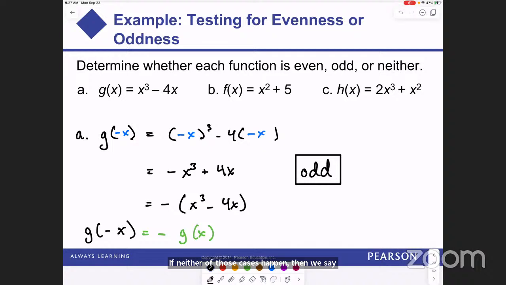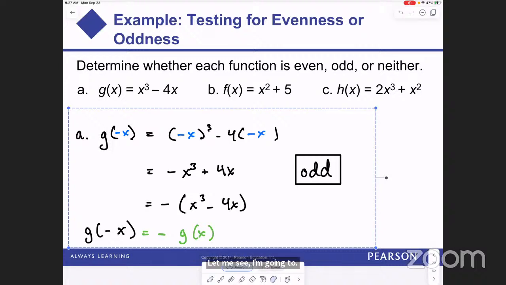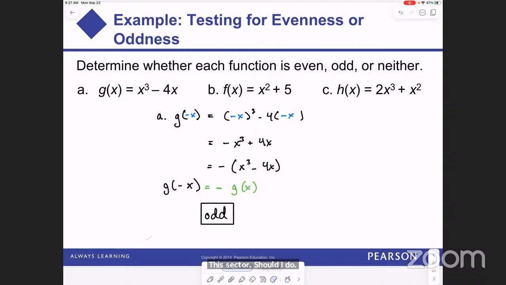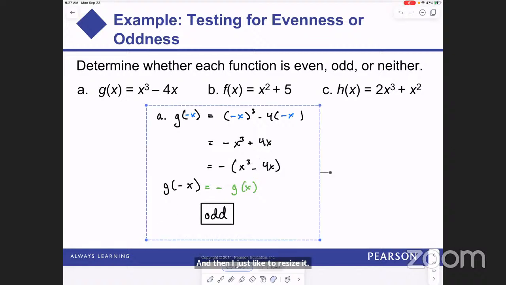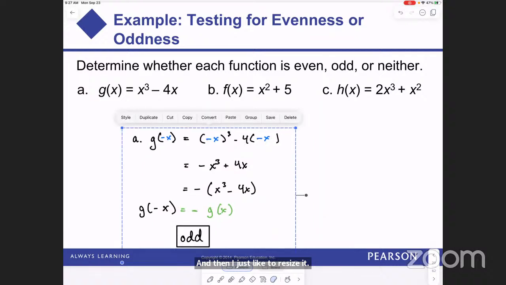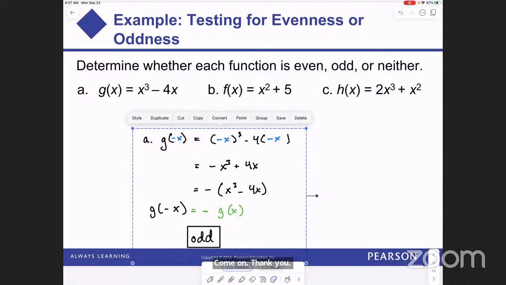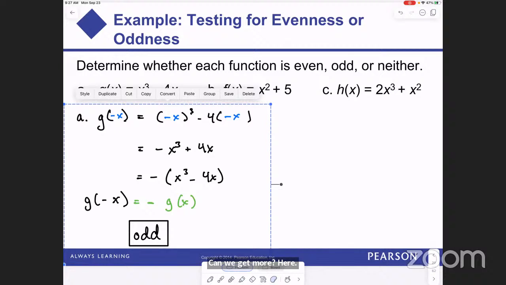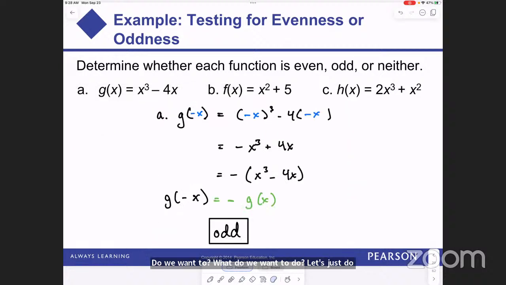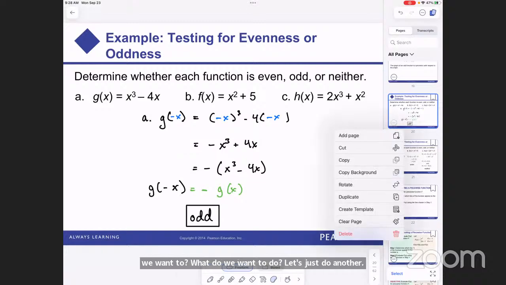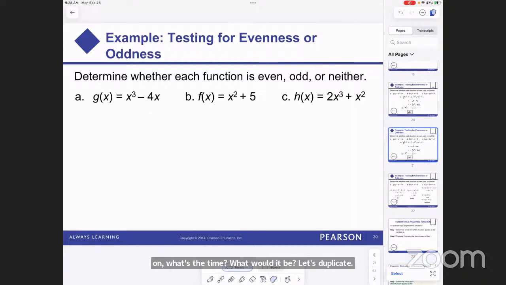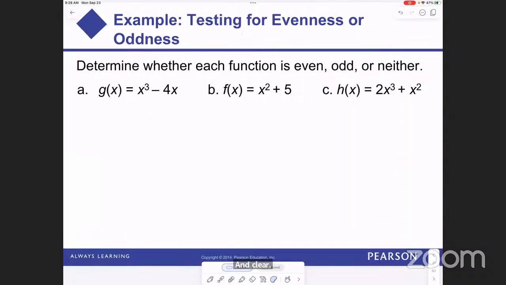Let me see. I'm going to like this, and then I just like to resize it. Come on, thank you. Oh, come on. There we go. Can we get more here? Do we want to? What do we want to do? Let's just do another. Let's just duplicate this. Come on. What's the time? We'll let it be. Let's duplicate and clear. That's good. Okay, let's go ahead and do the next one.